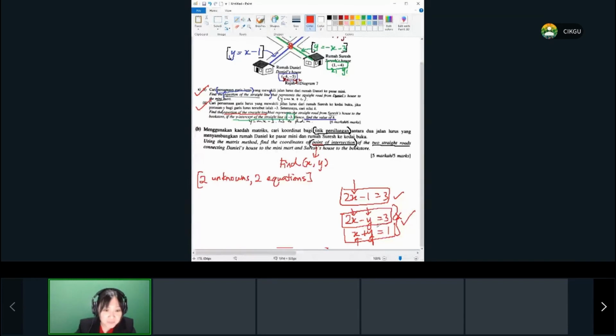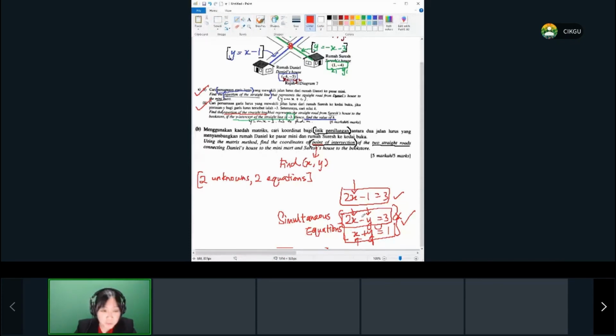This type of question, where you have two unknowns and two equations, we call in English a simultaneous equation. Simultaneous equation just means how you solve for two unknowns in two equations. Does anybody know the BM translation for simultaneous equation? Persamaan serentak or something like that, if I'm not mistaken. If you know, you can share with me. Teachers don't necessarily know everything, teachers also keep learning.